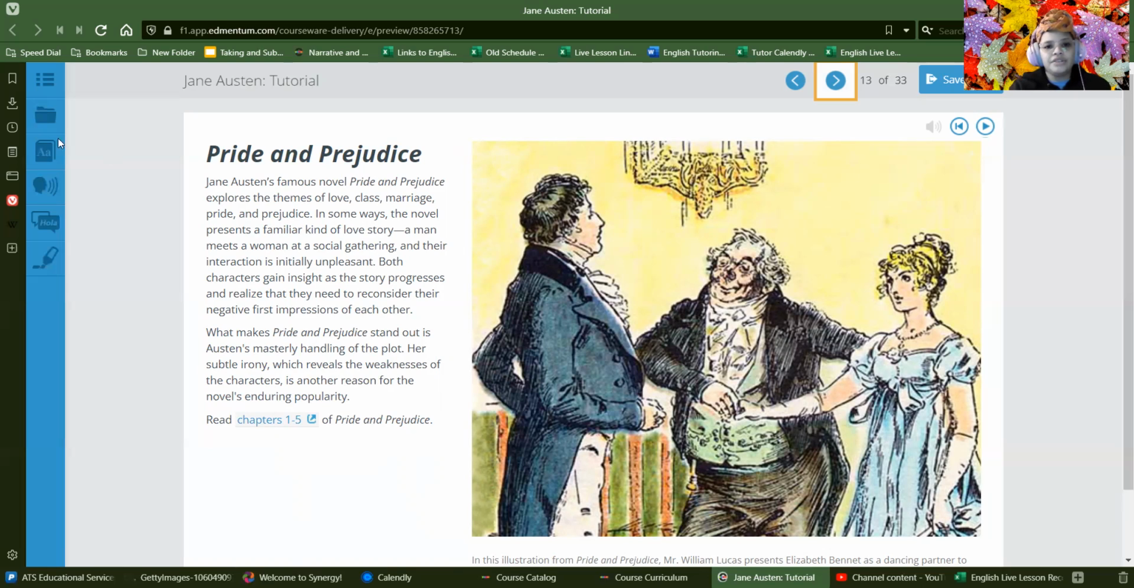It says here, Jane Austen's famous novel, Pride and Prejudice, explores the themes of love, class, marriage, pride, and prejudice. But then they go on to tell you that there's a love story in here. A man meets a woman at a social gathering, and even though they don't like each other at first, as the story goes on and they learn more about each other, they reconsider their first impressions of each other. So that's where the original title, First Impressions, for this book comes into play. First impressions is what this book is about, and they change over time.